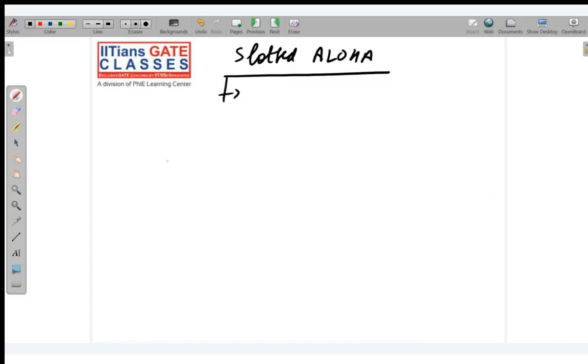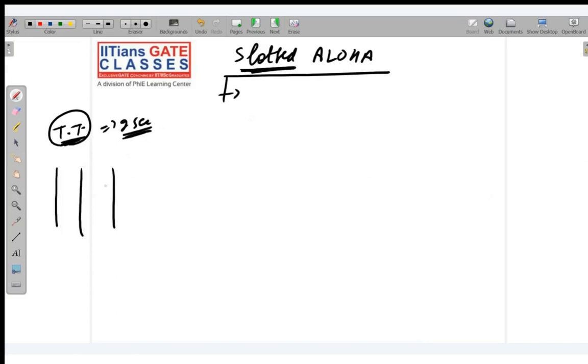So what I am saying in this point is very easy. See this, if I am taking transmission time to be say 2 seconds, so time is divided into slots of transmission time. As the name says, slotted means time is divided into slots and each slot is of transmission time. So if I say transmission time is 2 seconds, I divide the time into slots: 0, 2, 4, 6, 8, 10 and so on.